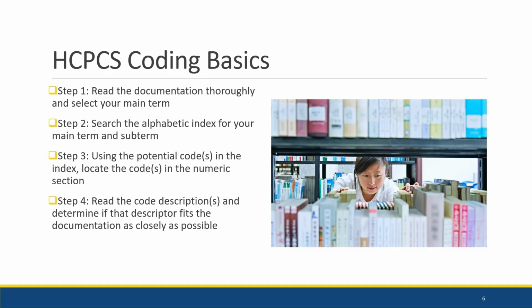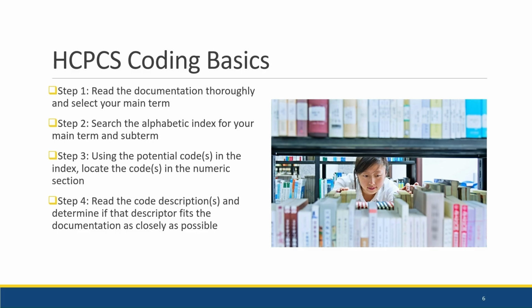Let's look at the steps that you need to search for a code within the HCPCS manual. Step 1 is to read the documentation thoroughly and select your main term. Step 2 is to search the alphabetic index for your main term and subterm. Step 3 is to use the potential code or codes in the index, locate the code or codes in the numeric section. And step 4 is to read the code description or descriptions and determine which of those descriptors fits the documentation as closely as possible.